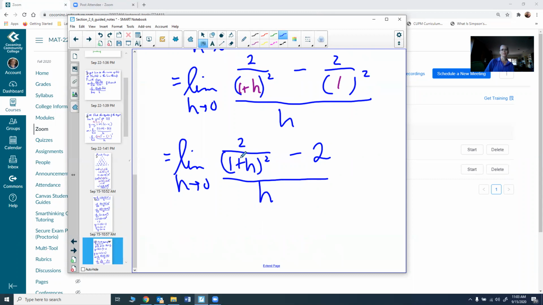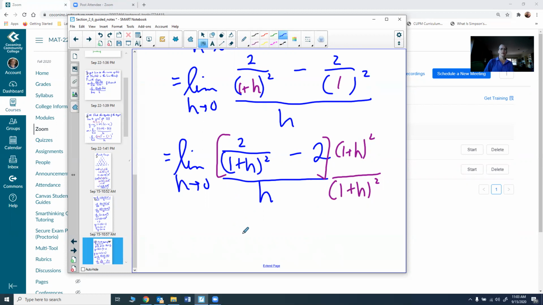One thing I notice is I've got a fraction within a fraction, and I don't like fractions within fractions. You can do lots of different ways to simplify this. You can combine these into one fraction and then divide fractions. Or you can multiply the top by the lowest common denominator at the top, which is 1 plus h squared times the denominator of the other one, which is just 1.